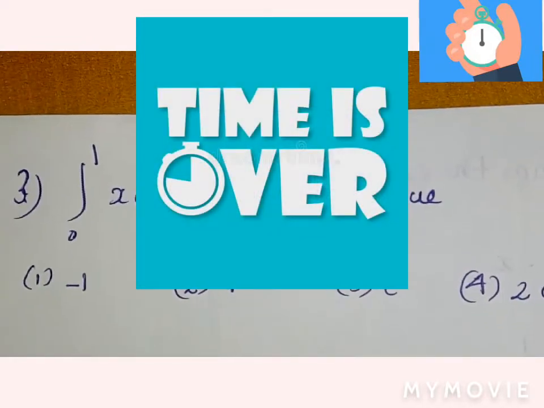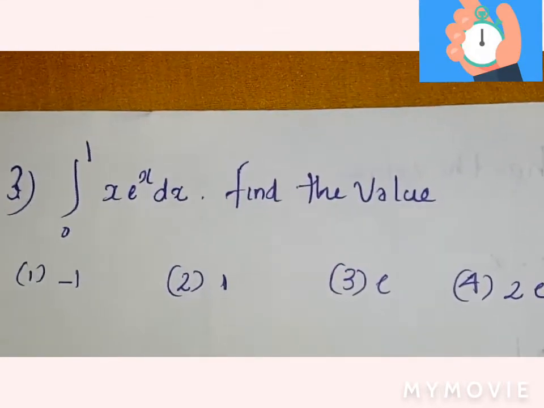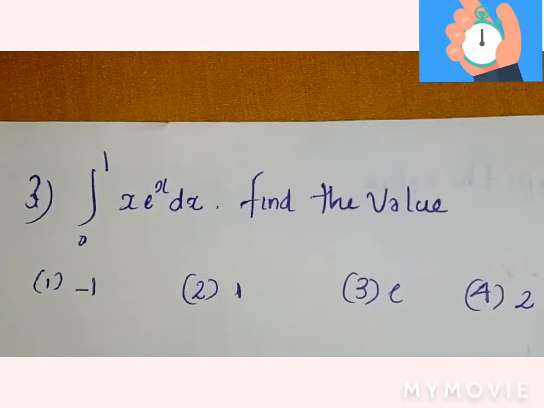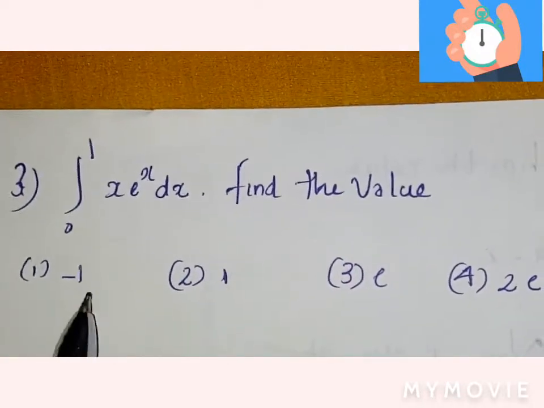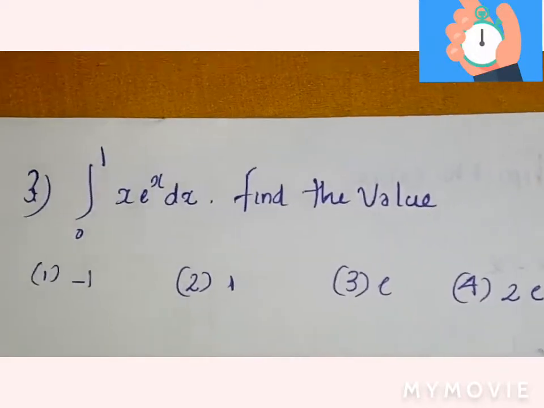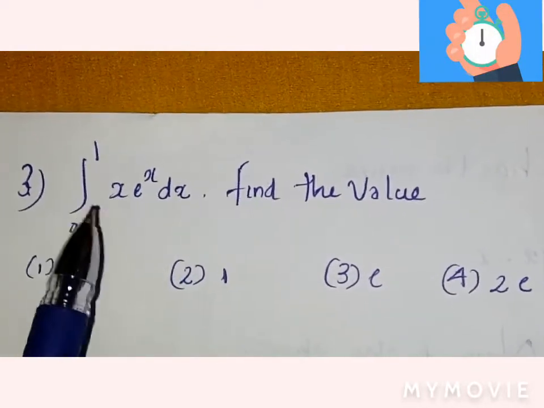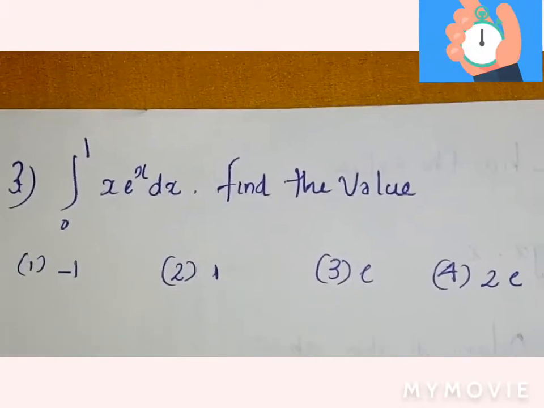Next problem: integral 0 to 1 of x e raised to x dx, find the value. First option minus 1, then 1, e, and 2e. The question is integral 0 to 1 of x e raised to x dx, find the value.